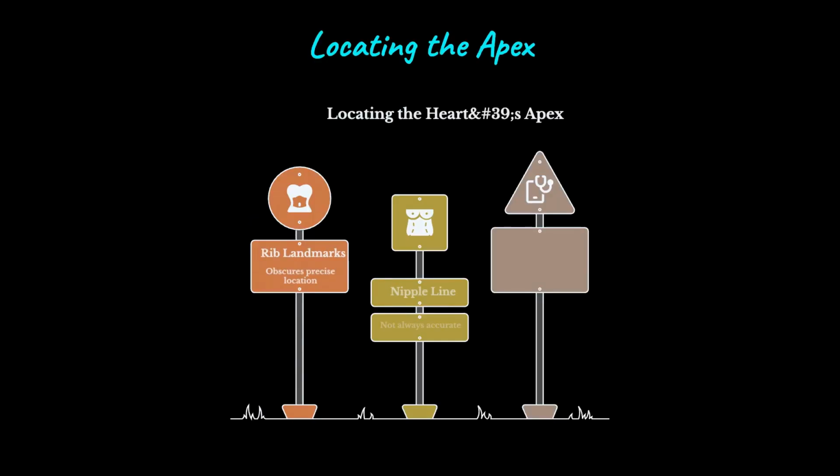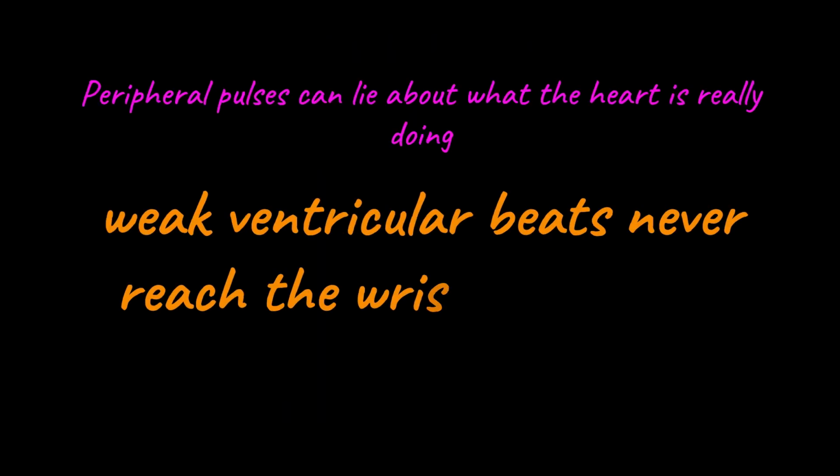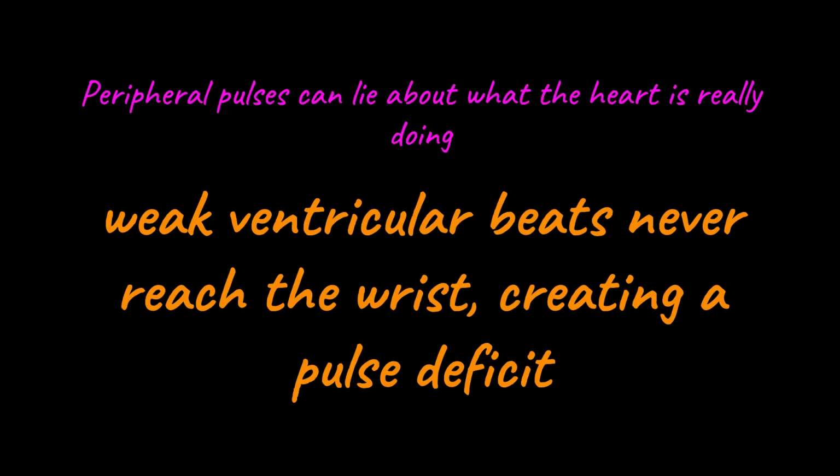The apex of the heart sits at the left fifth intercostal space at the midclavicular line, slightly inside the nipple line, and this is exactly where the stethoscope goes. This technique exists because peripheral pulses can deceive. In conditions like atrial fibrillation or low cardiac output, some beats are too weak to reach the radial artery, so counting at the wrist understates the true heart rate.